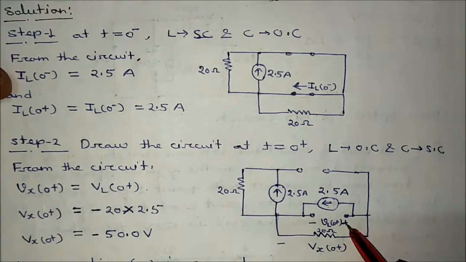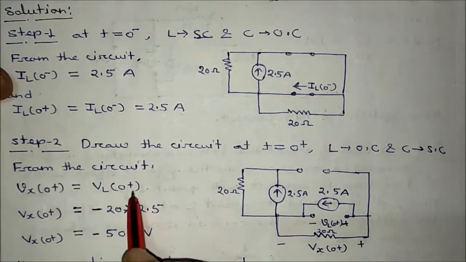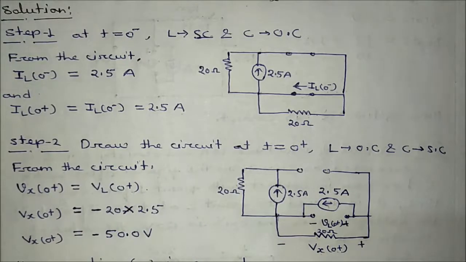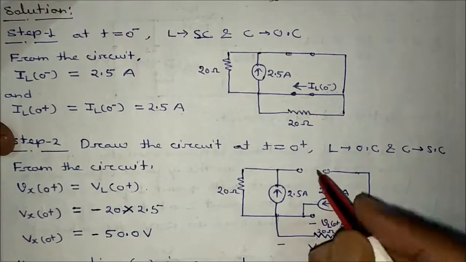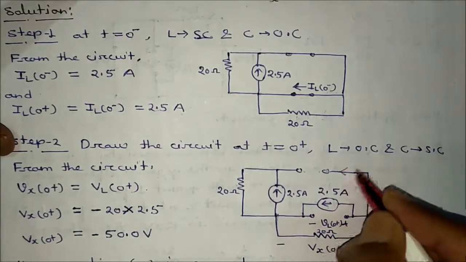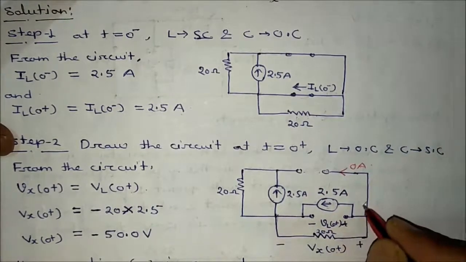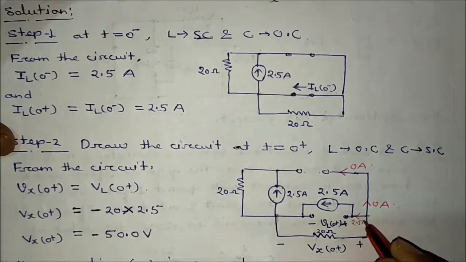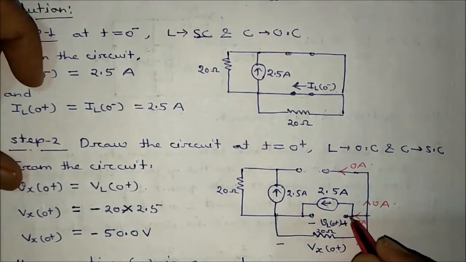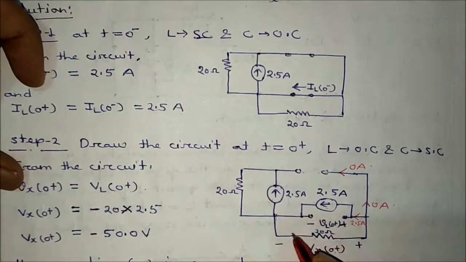And we can get the value of VL0+. How much will it be? Let's make some simplified combination. You can see here, this is an open circuit, so there will be no current here, 0 ampere. This is 2.5 ampere flowing here, and this is 0 ampere. That means this 2.5 ampere is going through, and this is also 2.5 ampere.